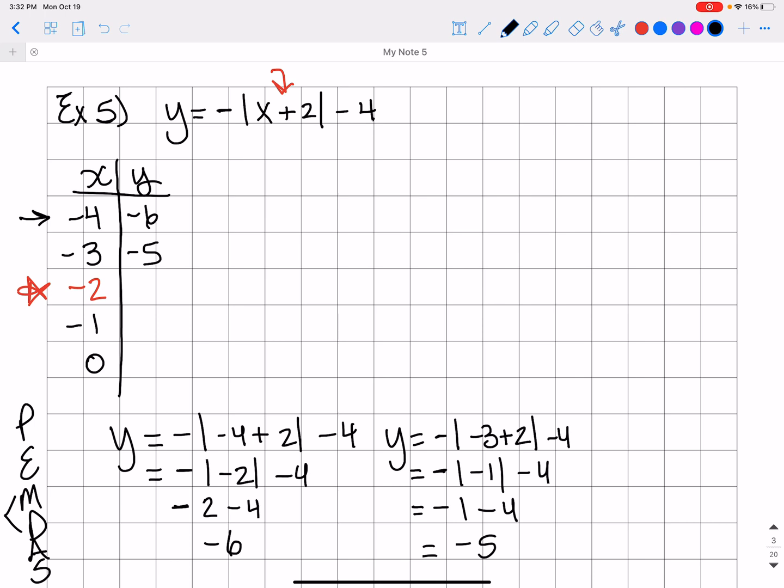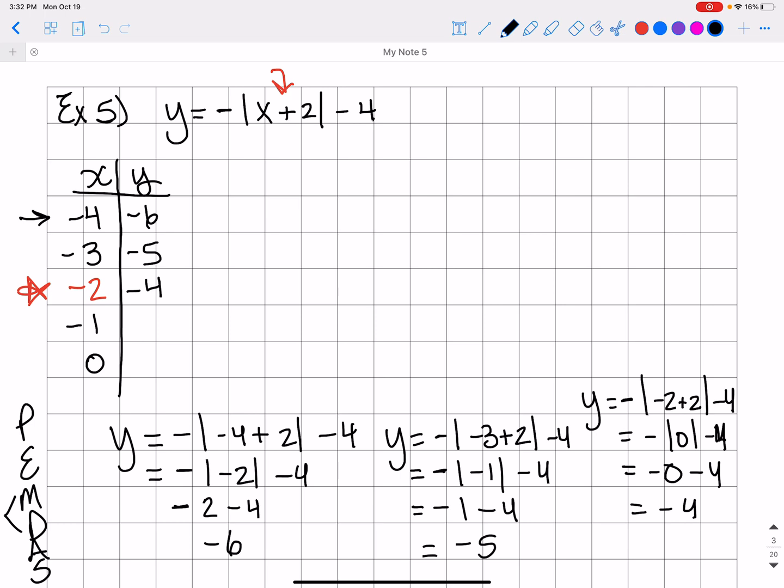And then last, I'm going to do it again. I'm going to jump up a little bit to give myself some room. I've got y equals negative absolute value, negative 2 plus 2 minus 4. Well, negative 0 minus 4. Negative 0 minus 4 equals negative 4.